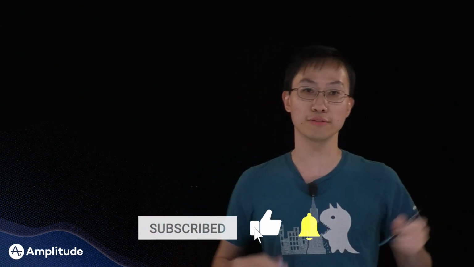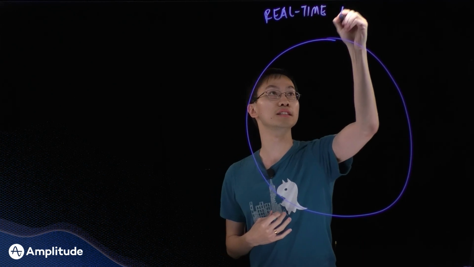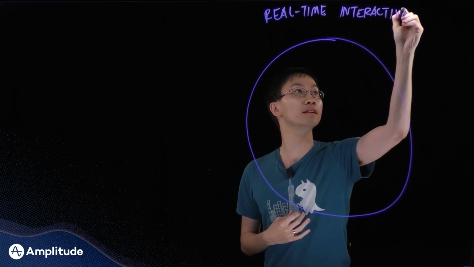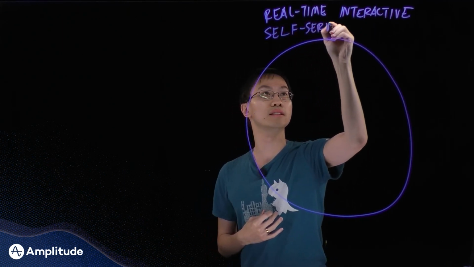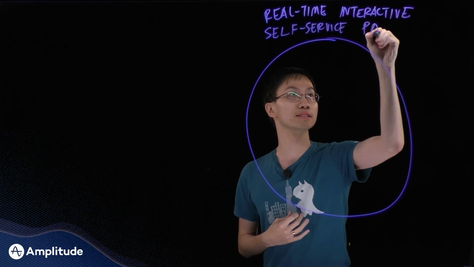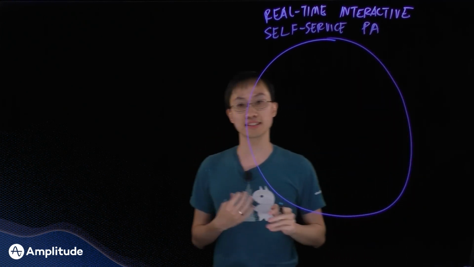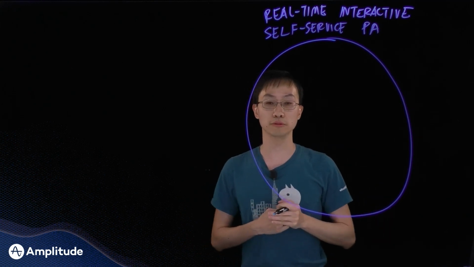So to kick off, let's define the space in which we're operating. It'll be this big circle here, and we're going to call this space real-time, interactive, self-service, product analytics. So that's a lot of words, but each of them is really important, and if you relax any of these constraints, the problem becomes a lot easier, but this is what makes the data valuable.